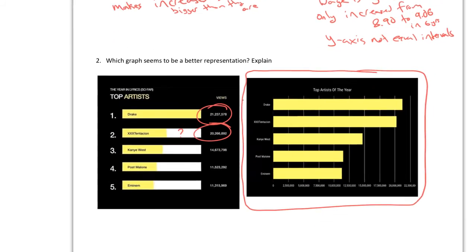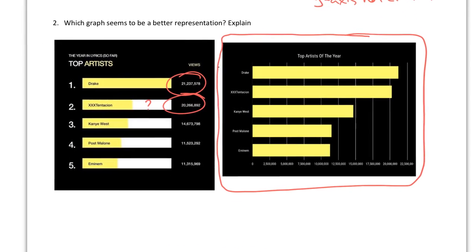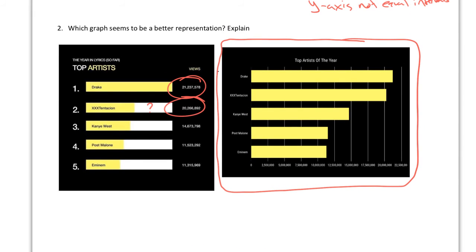In 2, seems to be a couple years old, I think, here, but the one on the right's better for the most part because this one makes it seem like Drake is running away with it, but look at the actual numbers. It's only about $1 million apart, and then 20 million to 14 million, those two are really close. So here, this is a much better representation of their actual amounts of views.